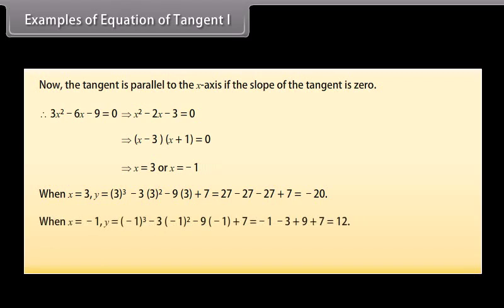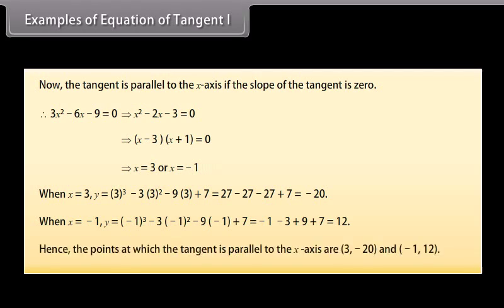When x = minus 1, y = (minus 1)^3 minus 3 times (minus 1)^2 minus 9 times (minus 1) plus 7 = minus 1 minus 3 plus 9 plus 7 = 12. Hence, the points at which the tangent is parallel to the x-axis are (3, minus 20) and (minus 1, 12).